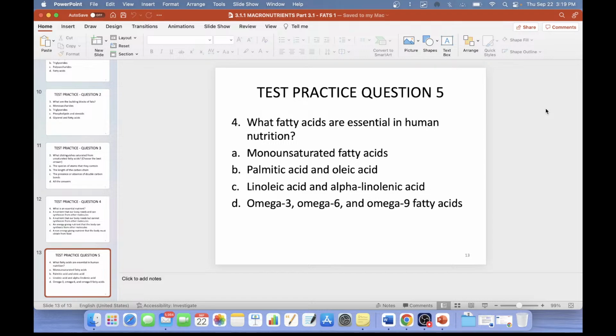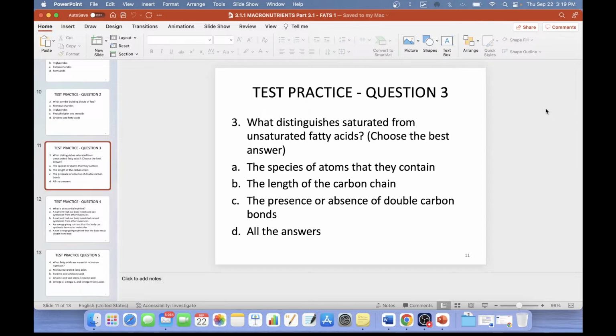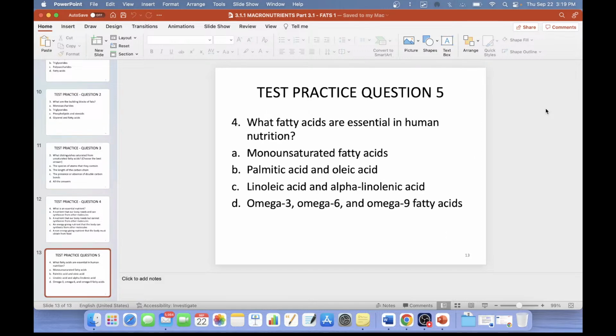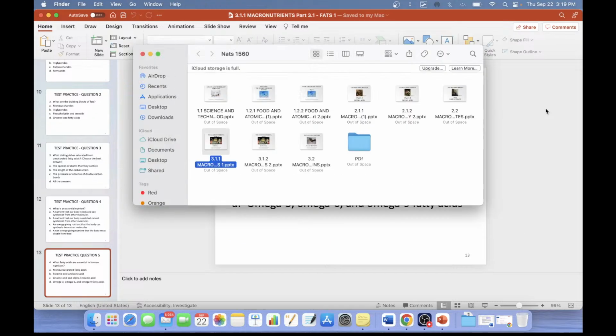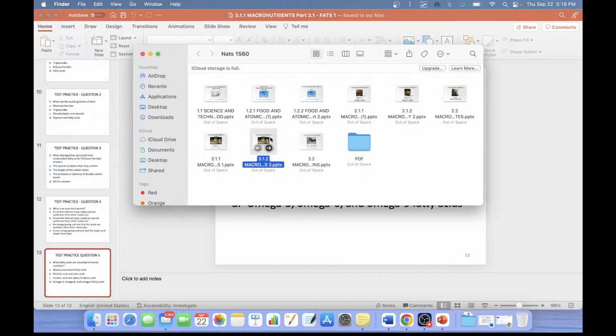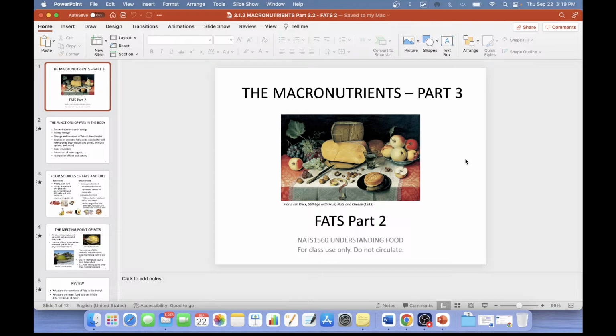Alright, so that's the end of the first segment of today's class, and we still have some time before the break, so we're going to move on to the second segment, which is still about fats. Are there any questions about opening the second class?